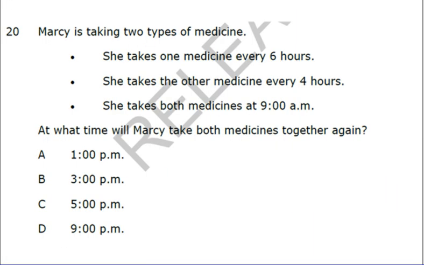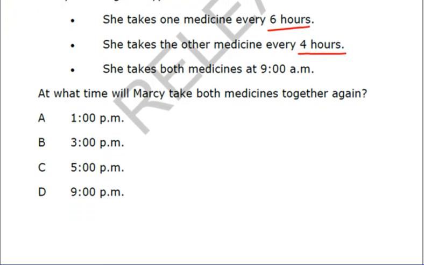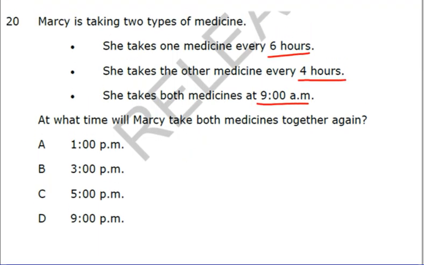All right, number 20. Marcy is taking 2 types of medicine. She takes one medicine every 6 hours and one medicine every 4 hours. At what time will she take both medicines together, if she starts at 9 a.m.? Now, a couple different ways to do this. You could create a number line and mark for every 6 hours when she takes one medicine, every 4 hours when she takes the other, and that would work just fine. You'll arrive at the same answer.